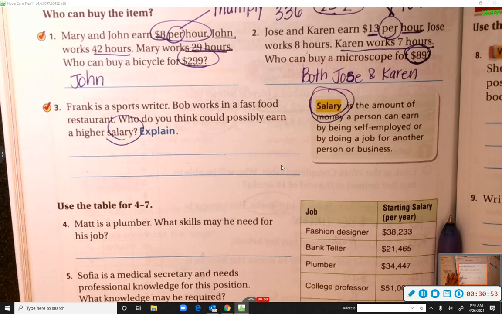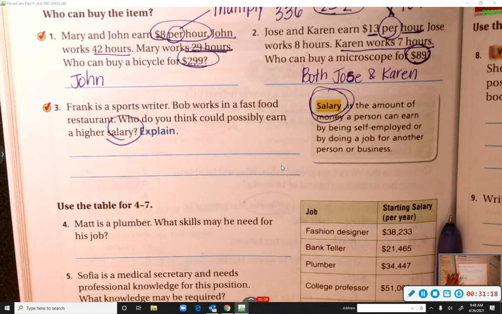Kaylee? Who? Bob? He's in a fast food restaurant? And then Frank is a sports writer. What's a sports writer? So someone that's probably writing articles about sports, either in a magazine or a newspaper.